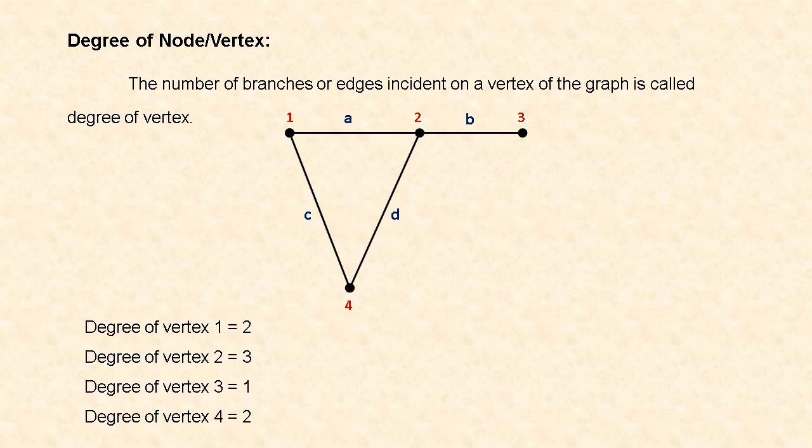If you see vertex 3, it has only one branch incident on it. So its degree is 1. Similarly, if you see vertex 4, 2 branches are incident on it. So its degree is 2.